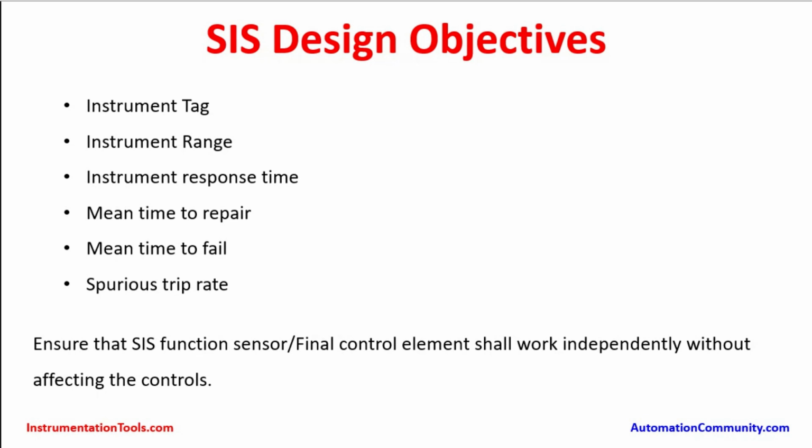So this approval part should cover whatever instrument is being produced, like pressure sensor, temperature sensor, flow sensor, etc. The instrument tag has to be implemented. The instrument range has to be marked on the instrument. Instrument response time has to be marked. Mean time to repair has to be defined. Mean time to fail has to be defined. And spurious trip rate has to be defined.